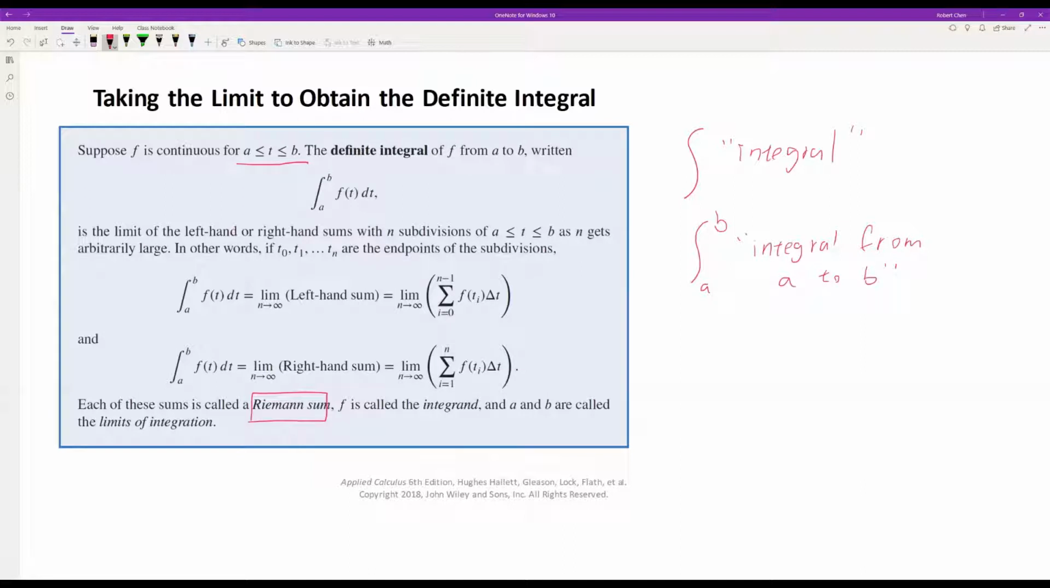And f, the function, is called the integrand. a and b are called the limits of integration. So a lot of terms in here, but no worries. Let's take a look at one example together.